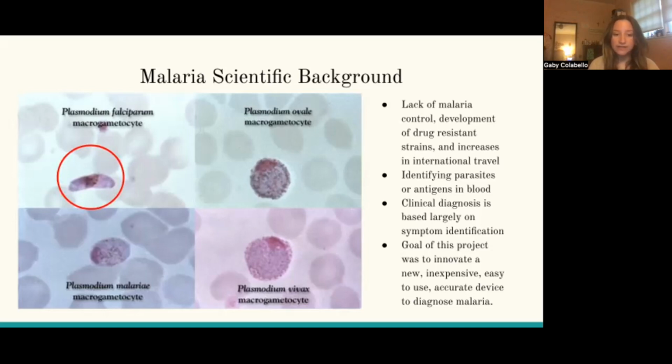The most accurate diagnosis involves identifying parasites or antigens in the blood. However, traditionally, healthcare establishments opt for a quicker, less expensive way, which is clinical diagnosis. Clinical diagnosis is based on physical exams and how the patient's symptoms present themselves, such as identifying fever, dizziness, abdominal pains as a sign of malaria. However, malaria symptoms are vague and applicable to many other infectious diseases, leaving this method of diagnosis unreliable. The goal of this project was to innovate a new, inexpensive, easy to use, accurate device to diagnose malaria.